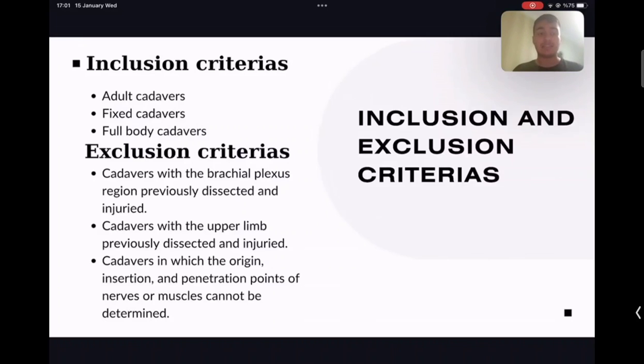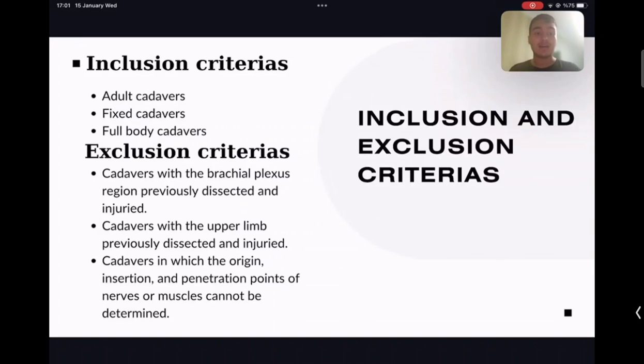As you can see here, cadavers with the brachial plexus region previously dissected and injured, and also in upper limb we can see there. And another exclusion criterion is about cadavers in which the origin, insertion, and penetration points of nerves or muscles cannot be determined.